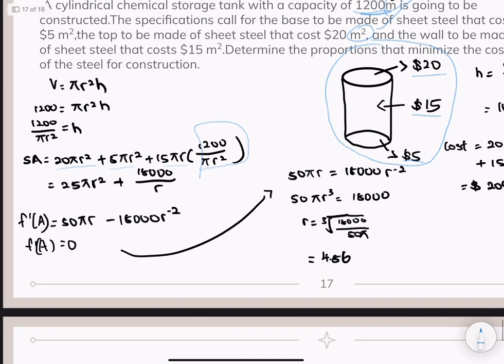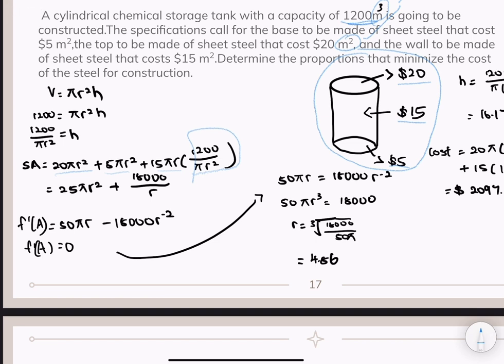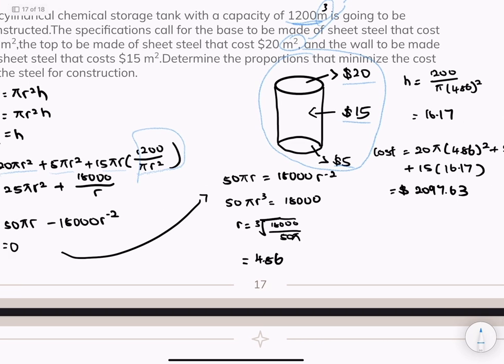And then we take the derivative function. So it is equal to 50πr minus 18,000 r^(-2). And then we set the derivative equal to 0, so it becomes 50πr equal to 18,000 r^(-2), so that we can get r equal to 4.86.